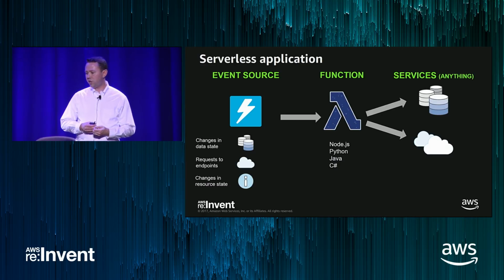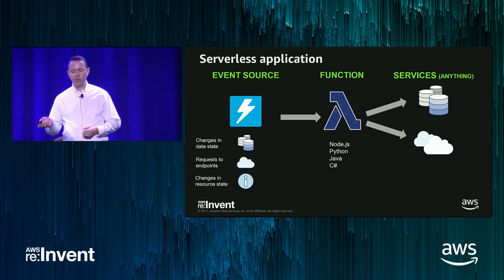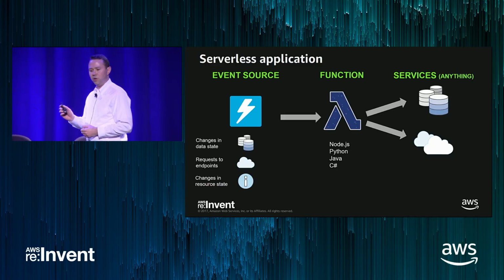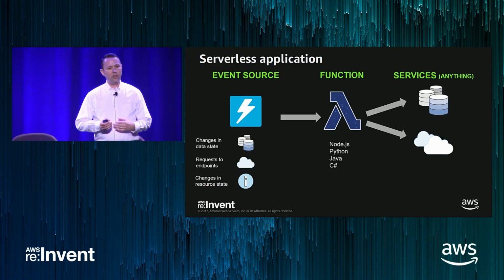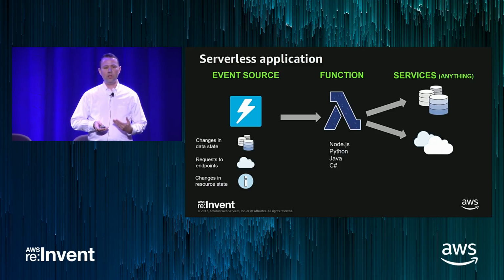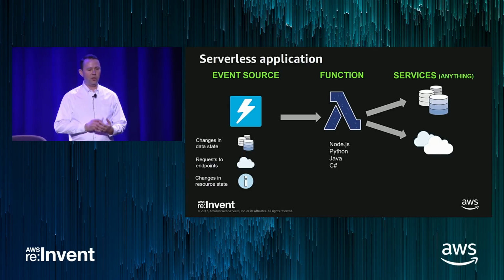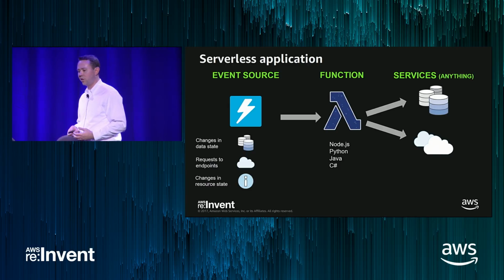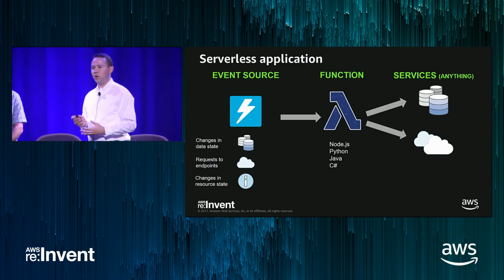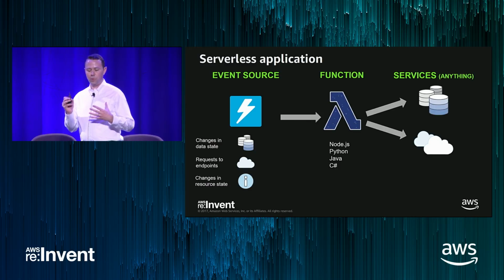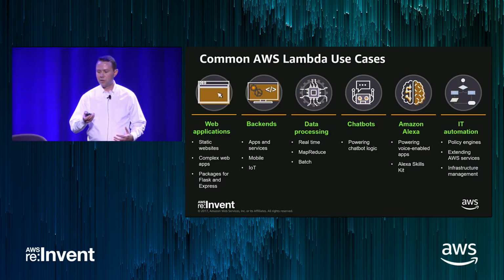So you can launch a function in response to events. That function can be Node, JavaScript, Python, Java, C#. And then you can use that Lambda function to do anything you could do in code today. So you can talk to other AWS services. You can talk to third-party partner services. Pretty much anything you can codify can be put into a serverless function.